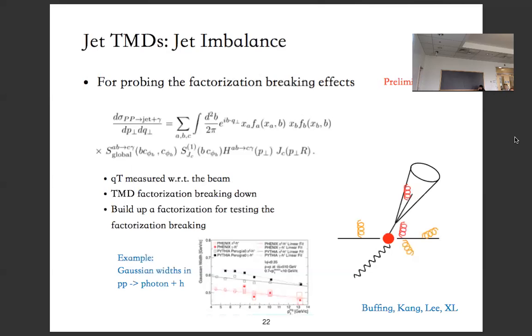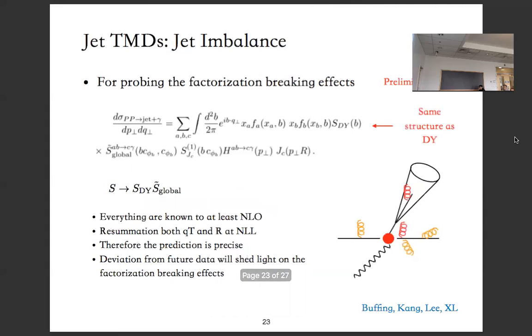So once we have this factorization theorem, everything can be calculated to very high precision, and therefore any deviation from this prediction can shed light on the so-called factorization breaking effects. One example is the measurement from PHENIX for the photon plus hadron Gaussian shape.